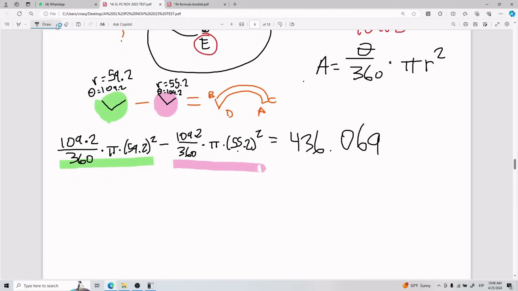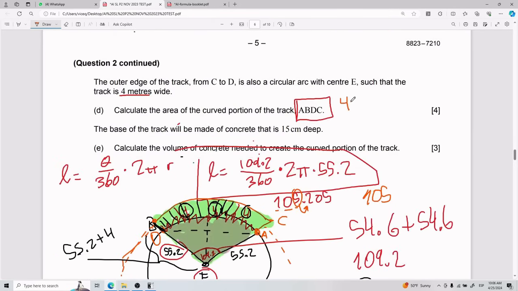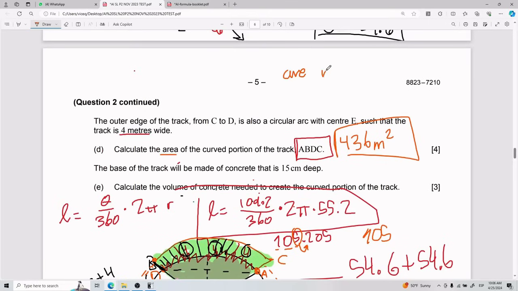436.069. If you want to do three significant figures, you count 1, 2, 3, round it up or keep it the same, you keep it the same. So the area for part D is simply going to be 436 meters. Because it's area, it's going to be squared. Okay, so if it's area, area is going to be meters squared, volume is going to be meters cubed, and distance is going to be meters to the power of 1, which is the same as just leaving it as meters, okay?